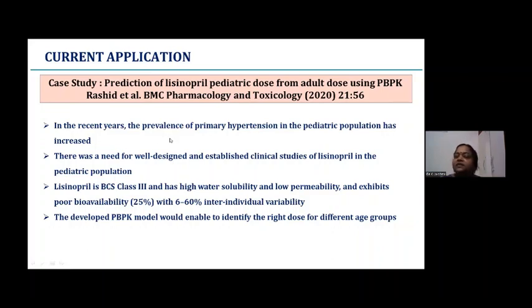So in recent years, there is a prevalence of primary hypertension in the pediatric population also. There is a need for well-designed and established clinical studies. And this is a BCS class 3 drug and has a high water solubility and low permeability, and it exhibits poor bioavailability with 6 to 60% intra-individual variability. 6 to 60% is a very large variation that is faced by this particular drug. So they have developed a model which will enable identifying the right dose for the different age groups.